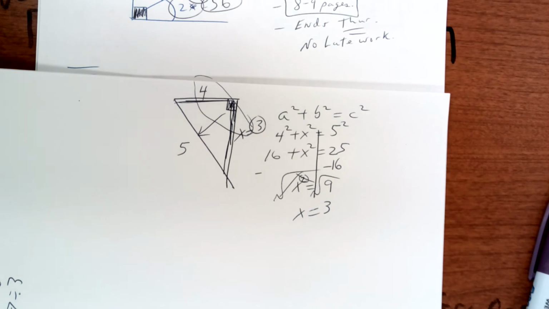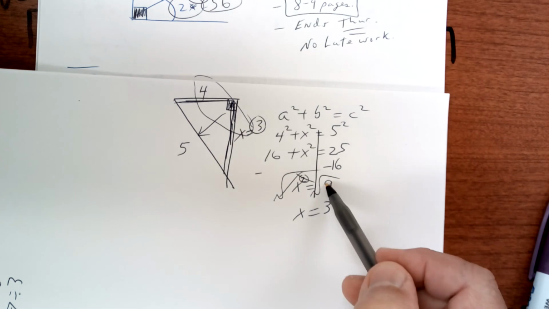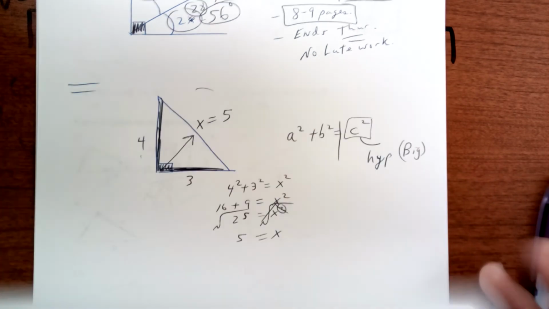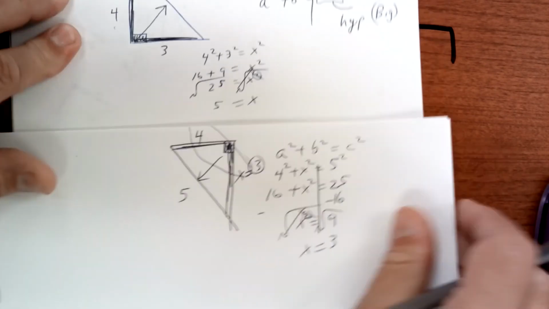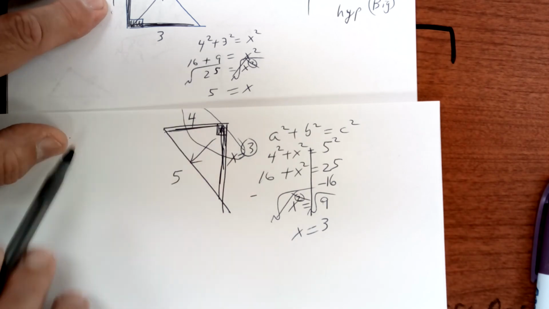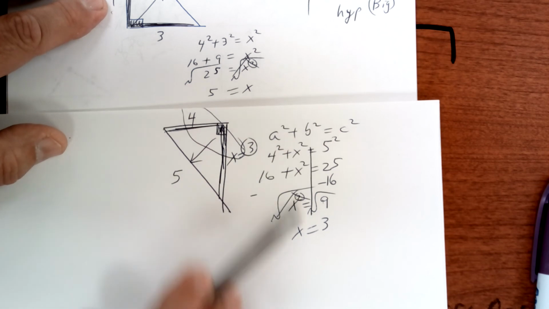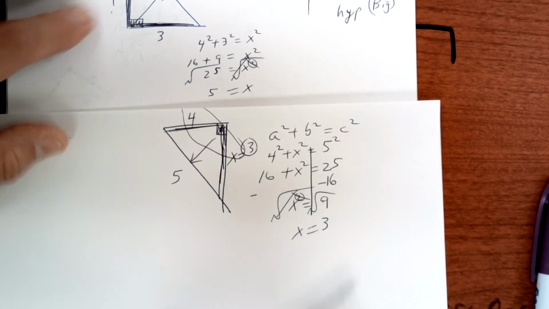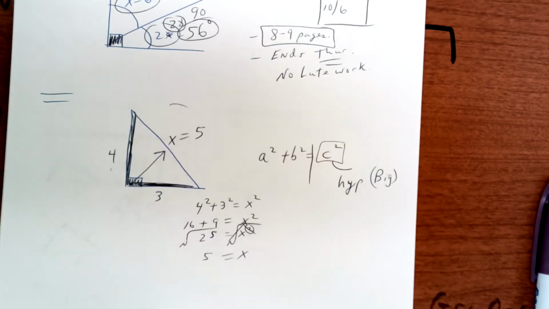So on this one you had to subtract, on the other one you had to add. That's the difference. See? If they give you the legs, you're going to add. If you're missing a leg, you're going to subtract. Those are the only two types. Okay? Now there is one other one that they give you like this.